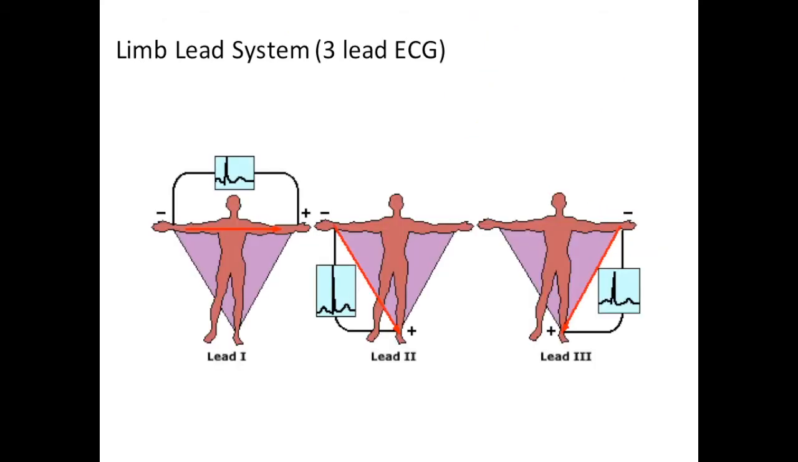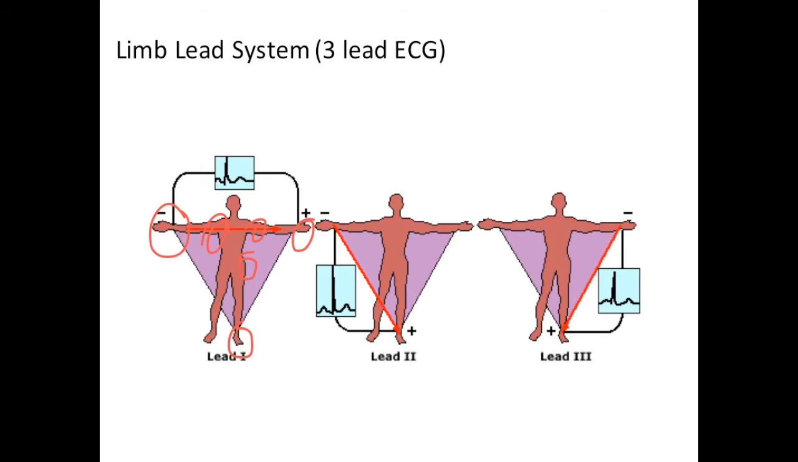So to do a 3-lead ECG, another name for which is a limb lead system, you place 3 leads on the patient. One on the right hand, or you can place it on the right side of the shoulder. The second is on the left hand, or you can also place it on the left shoulder. And the third is on the left leg, or we typically put it in the patient's hip area.